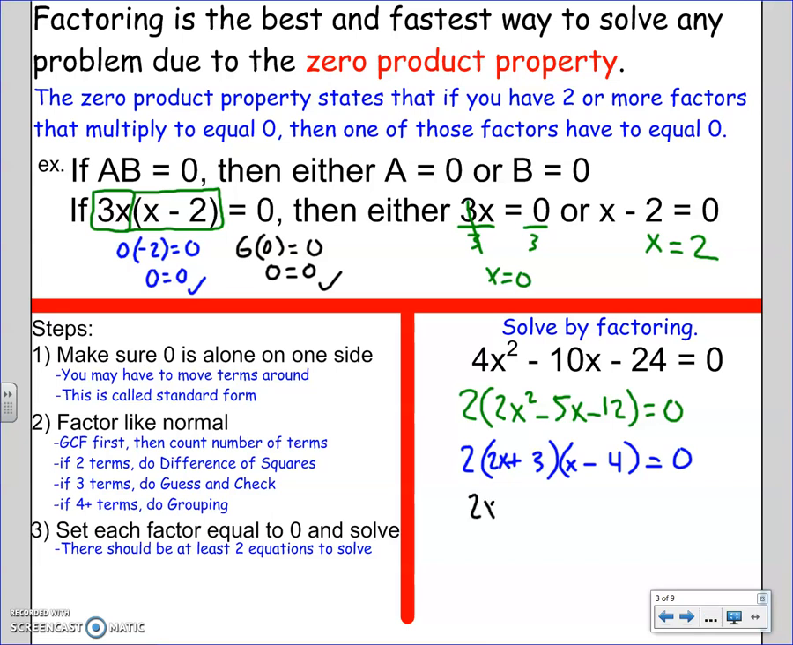Since we're fully factored, final step, step 3, is set every factor, every parentheses pretty much, equal to 0. So this first one, 2x plus 3 equals 0. And the second one, x minus 4 equals 0. Now, you can't really do the 2 equals 0 because there's no letter there. It's just a constant, but if it has a letter, you must set it equal to 0.